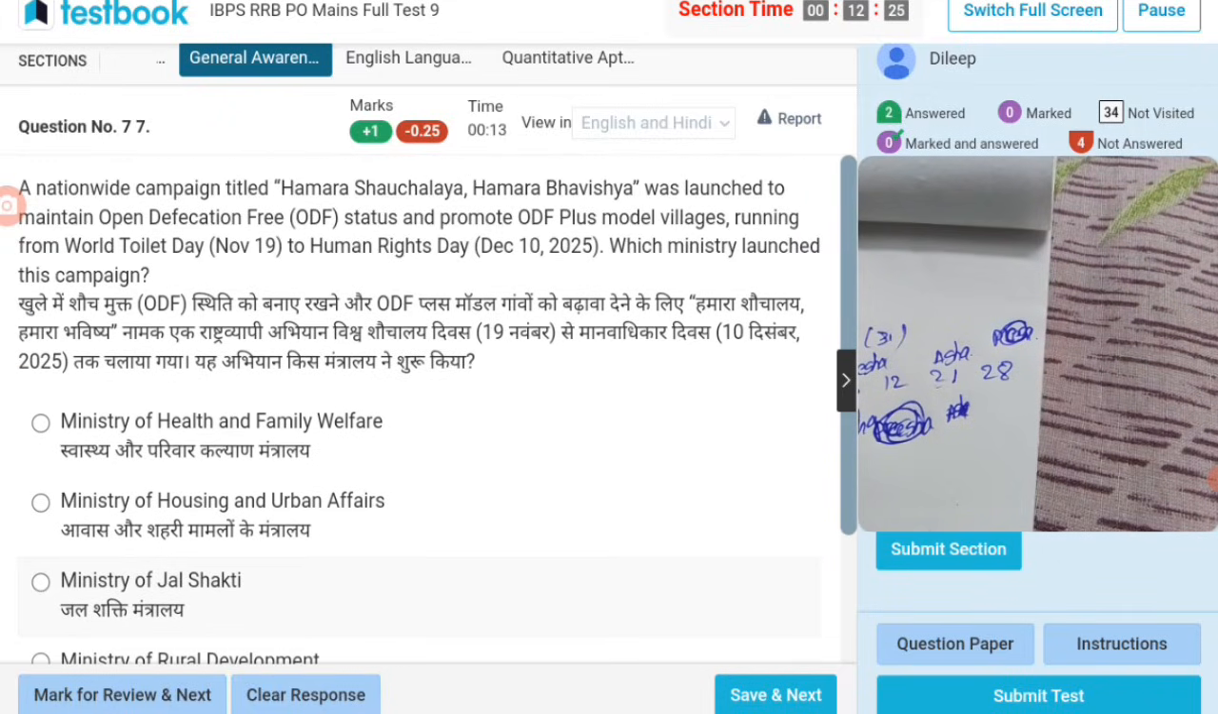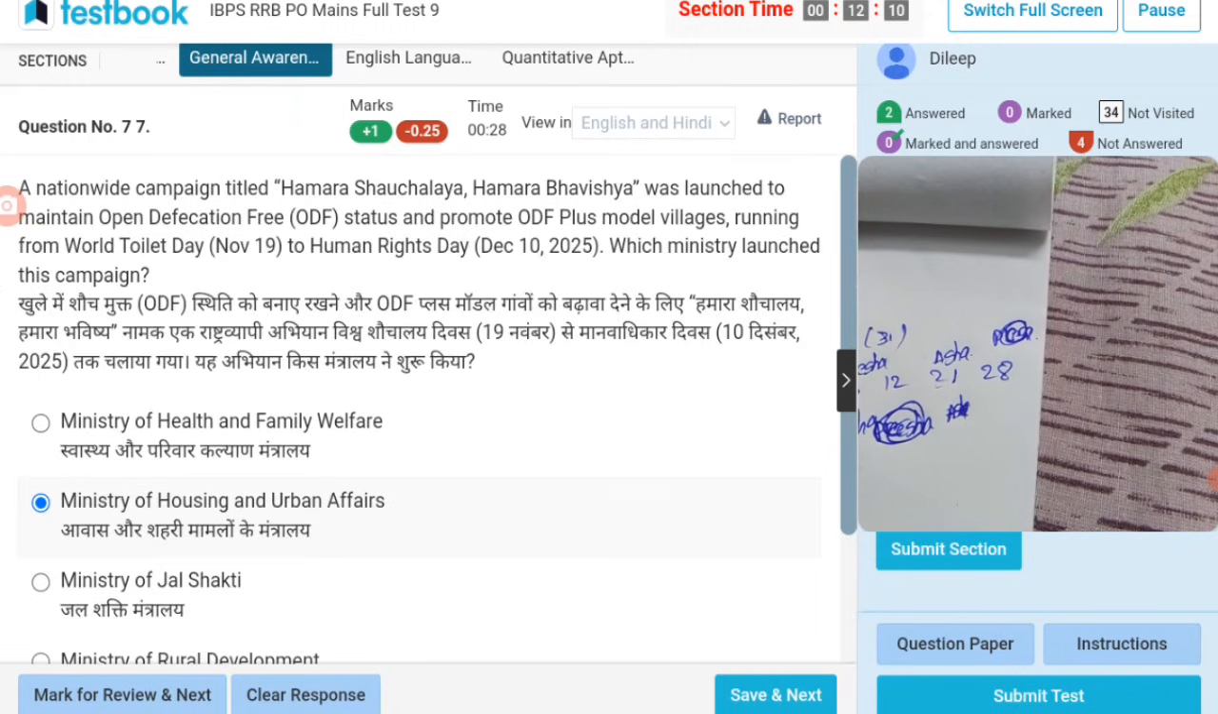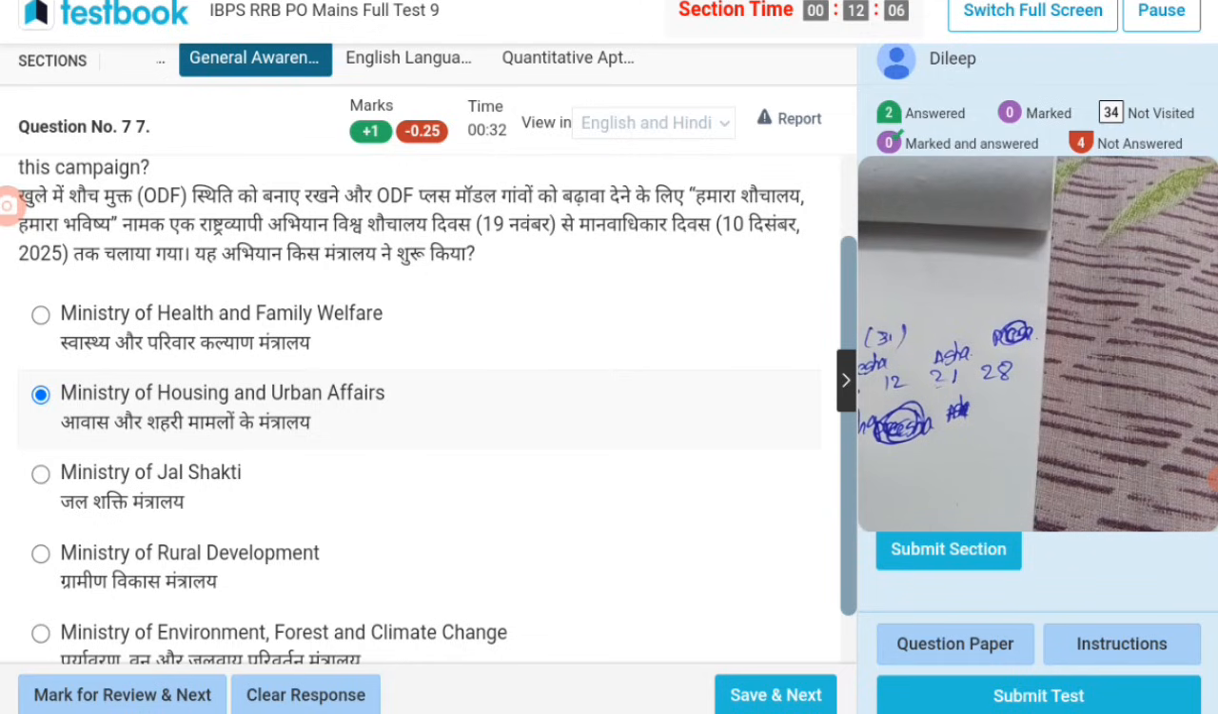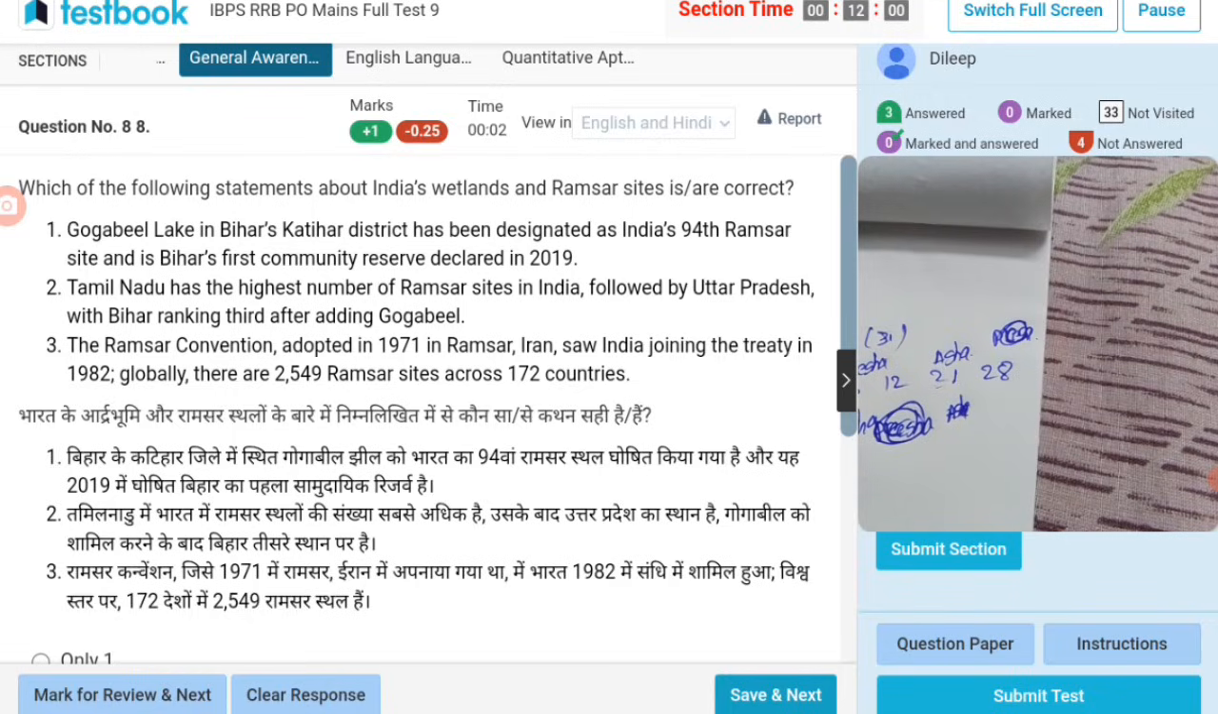A nationwide campaign titled Hamara Saushalya Hamara Bhavishya was launched to maintain open defecation free status and promote ODF plus model villages, running through World Toilet Day and Human Rights Day. Which ministry launched it? Think Housing and Urban Affairs or Ministry of... Toilet means based on water, Jal Shakti.